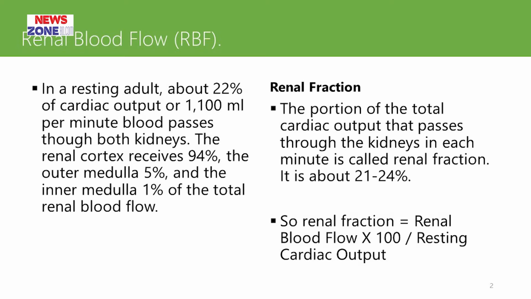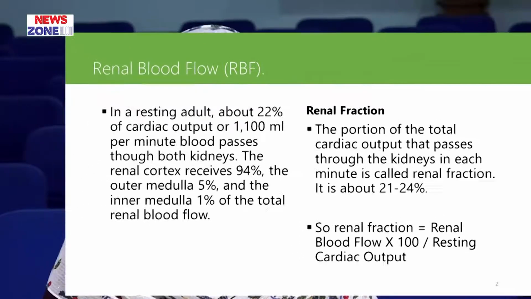The kidney has the highest blood flow per unit volume of any organ. So why is this highest volume of blood flow needed in the kidneys? So that the metabolic waste products can be excreted properly, and the main function of the kidney is maintained by this renal blood flow.